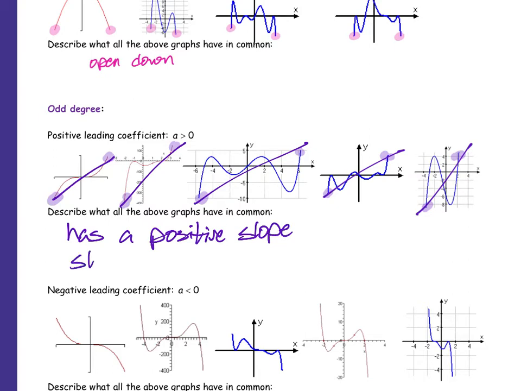It starts low and ends high. Let's not say goes high, ends high. So if I have an odd degree and it's positive, it's going to start low and end high, from left to right. Just in general terms, okay?